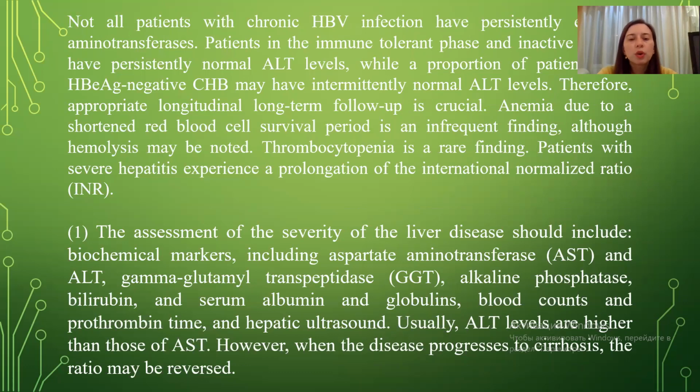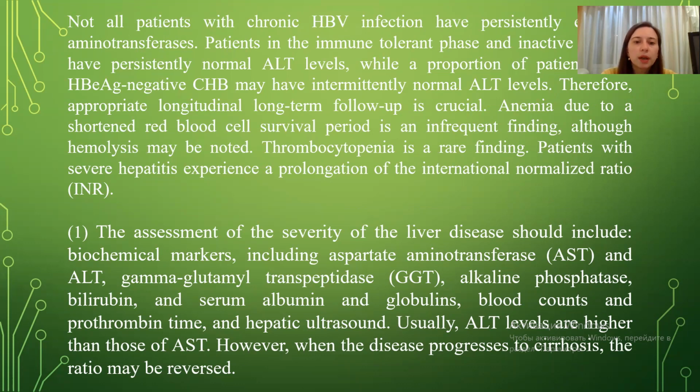Not all patients with chronic HBV infection have persistently elevated aminotransferases. Patients in the immune tolerance phase and inactive carriers have persistently normal ALT levels, while a proportion of patients with normal ALT may still have significant disease, so appropriate longitudinal long-term follow-up is crucial. Anemia due to shortened red blood cell survival period is an infrequent finding, although hemolysis may be noted. Thrombocytopenia is a rare finding.